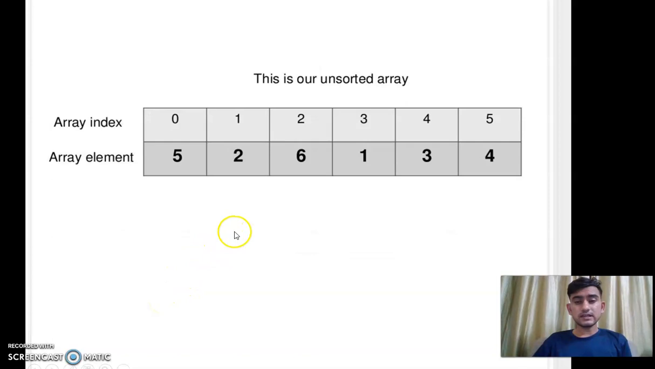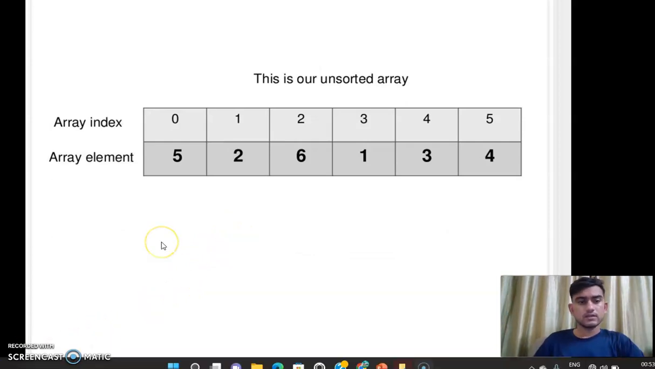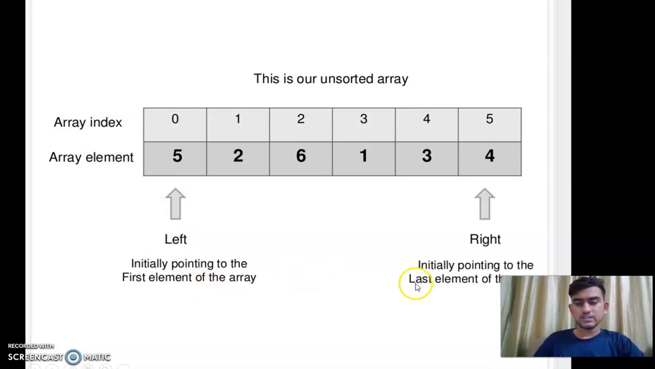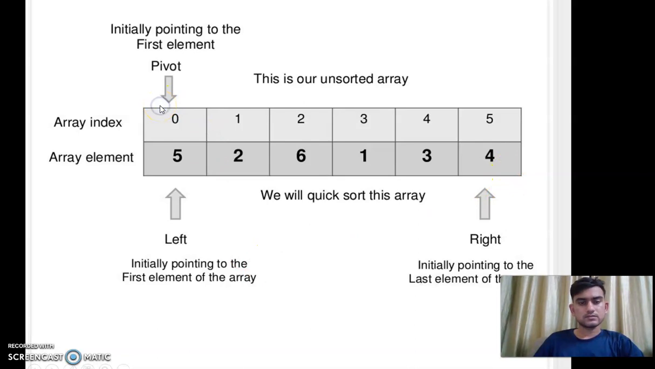So this is an unsorted array in which the array index starts from 0, 1, 2, 3, 4, 5, and the array elements, as we discussed, are 5, 2, 6, 1, 3, 4. So the left is 5. Left is initially pointing to the first element of the array, and the right is initially pointing to the last element of the array. So this is the pivot. We will quickly sort this array now.